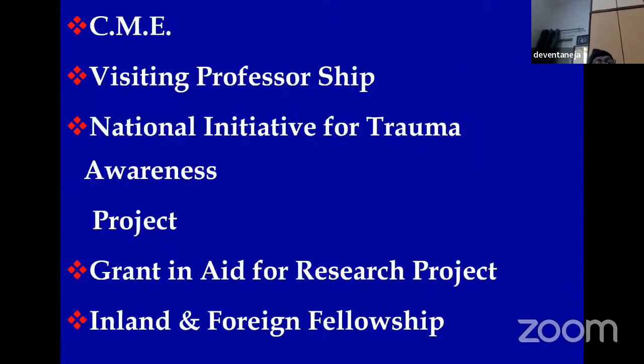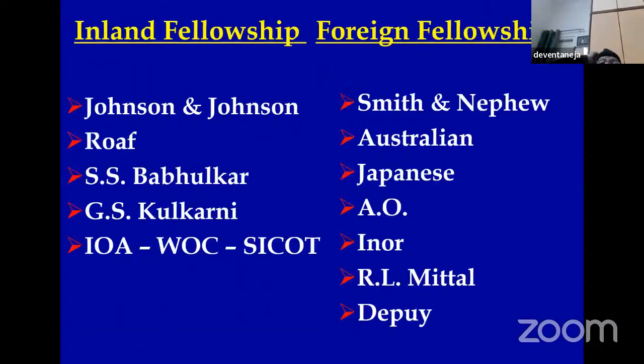Every year we hold a very nice K.T. Dholakia CME program, visiting professorship, National Initiative for Trauma Awareness Project, grant in aid for research projects, and inland and foreign fellowships. You can see that we have lots of fellowships, both inland and foreign, like Johnson & Johnson, Robert Rowe, Babulkar, Kulkarni, IOA, WOC, SICOT, Smith & Nephew, Japanese, AO and Indore, and many others, and lots of our young orthopedic surgeons are availing these fellowships.